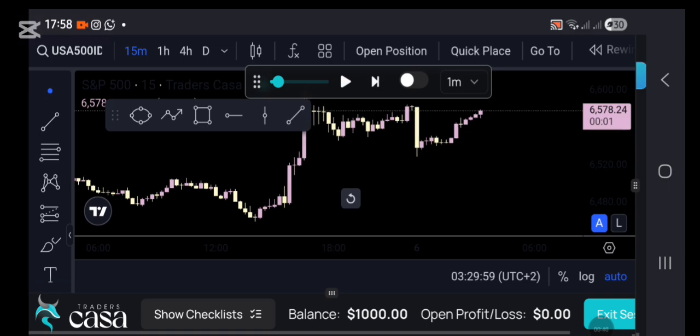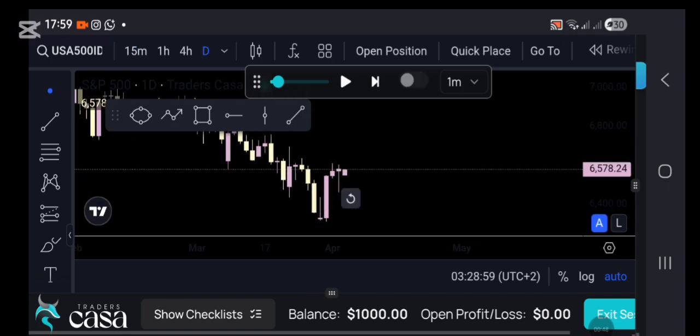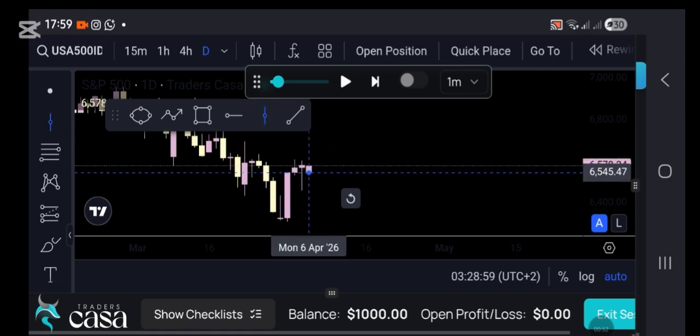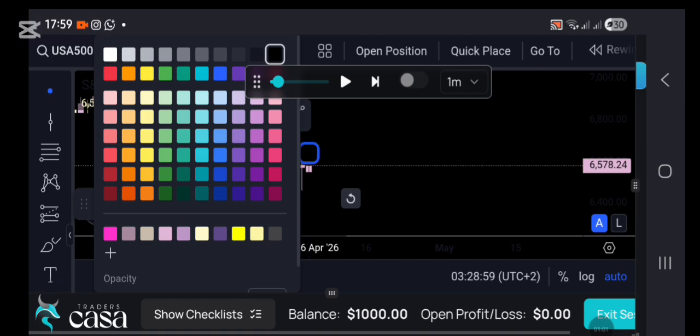So step number one, we are going to go to the daily time frame. After we go to the daily time frame, we're gonna mark our current daily candle, which is literally the 6th of April 2026. Remember, we are back testing, so let me just quickly change these colors.